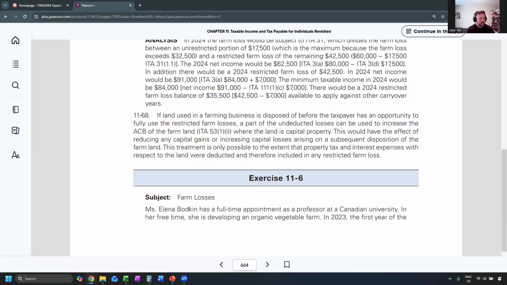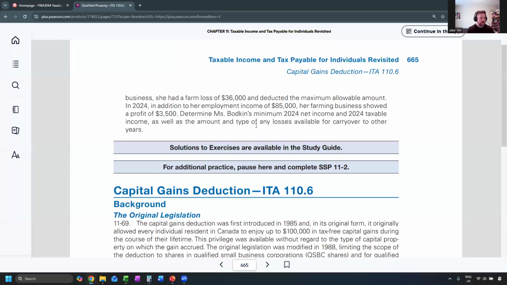Miss Elena Bodkin has a full-time appointment as a professor at a Canadian university. In her free time, she is developing an organic vegetable farm. In 2023, the first year of business, she had a farm loss of $36,000 and deducted the maximum allowable amount. In 2024, in addition to her employment income of $85,000, her farming business showed a profit of $3,500. Determine Miss Bodkin's minimum 2024 net income and 2024 taxable income, as well as any types of losses available for carryover.